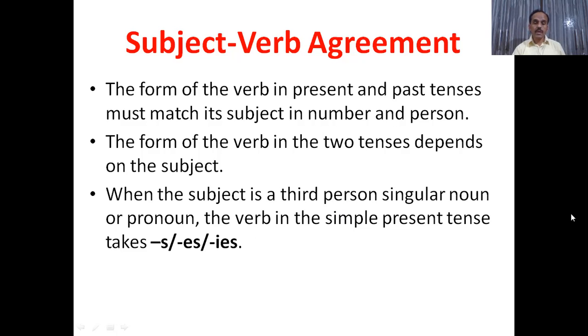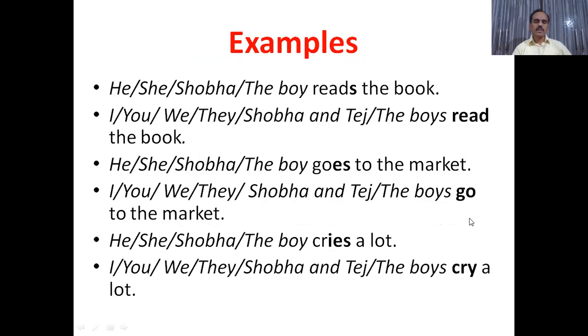Fine, dear students, if we look at the examples, you will understand it better. Here are the examples based on the subject-verb agreement. Look here. He, she, Shobha, the boy. These are subjects. These are singular and third person. So here, reads the book.